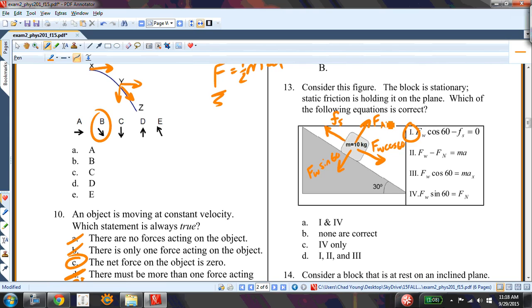That's true. FW minus FN, that's not true, because FW and FN aren't in the same direction. FW cosine 60 equals MAX doesn't include the frictional force. FW sine 60 equals FN. Okay, that one is true, so A is the correct answer.